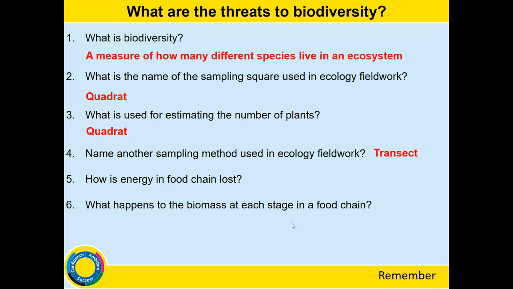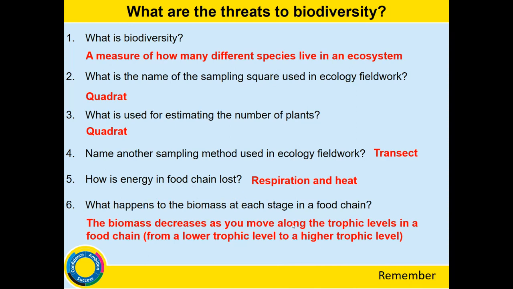Now, the energy that is released, part of it is used for body movement, muscle contraction, and also part of it is used to keep our bodies warm. So, energy in food chain is lost through respiration and heat. What happens to the biomass at each stage in a food chain? The biomass decreases as you move from a lower trophic level to a higher trophic level.